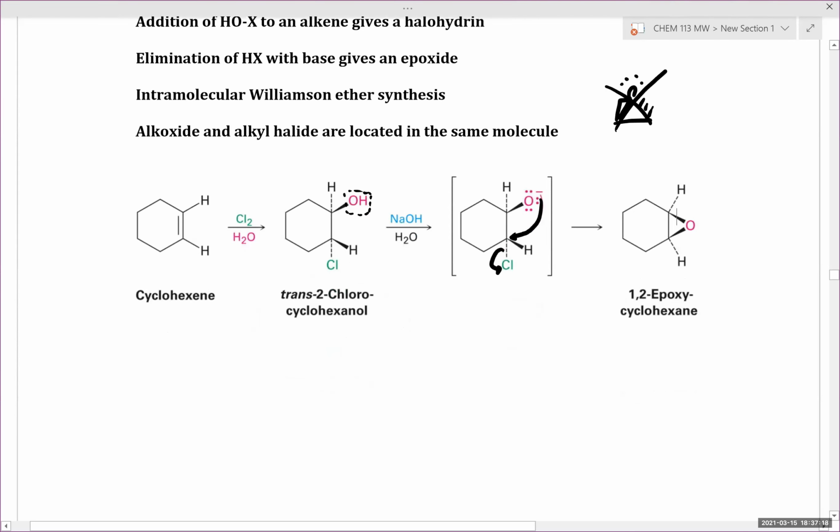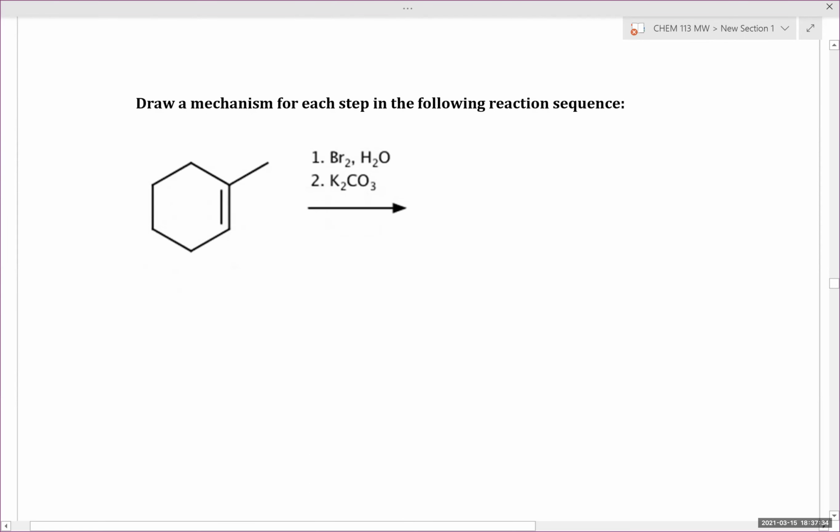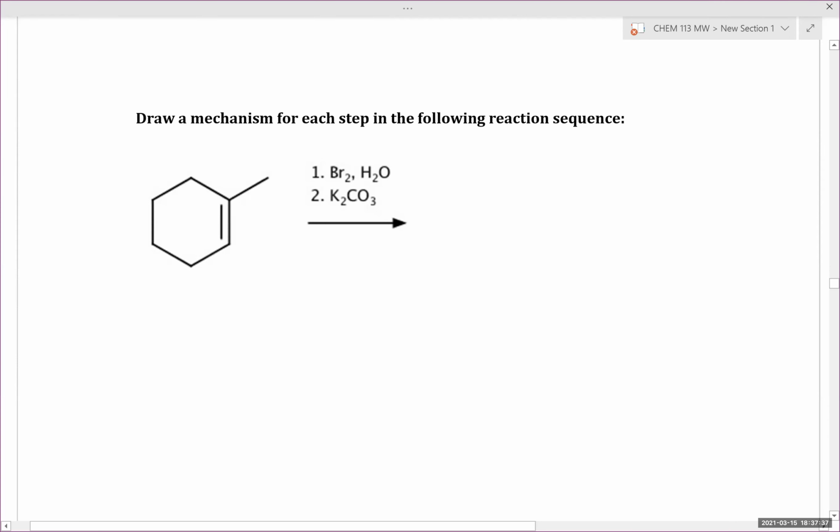Okay, so we can make epoxides via halohydrin formation and treatment with base. Let's make sure we're comfortable with each step in this mechanism. I'd like us to draw a mechanism for each step in the following reaction sequence. In the first step, we're generating our halohydrin, and in the second step, we're closing our halohydrin to make an epoxide under basic conditions.